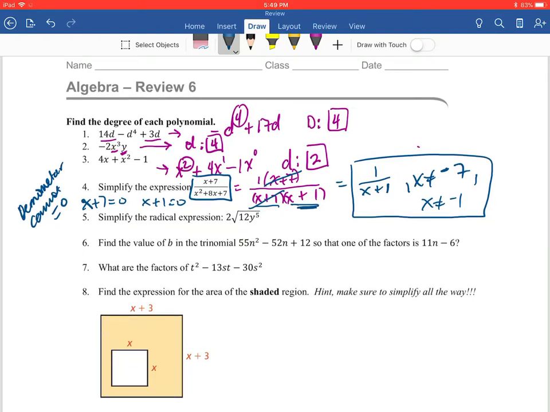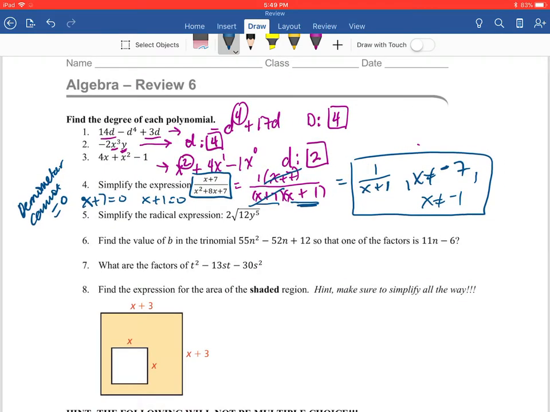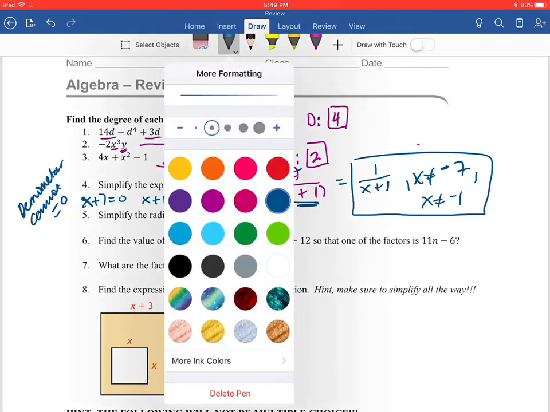All right, moving on. In this review guide, let me continue that problem number 4. If I were to plug in either of those values, -7 or -1, into my original expression here, it would make that denominator equal 0. So that's why I can't use that. So 1 over x plus 1 is the simplified form of our original expression, and the values of x excluded are -1 and -7.